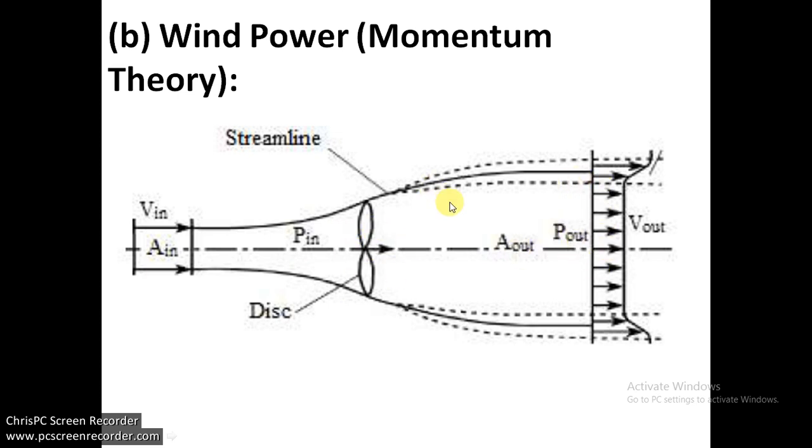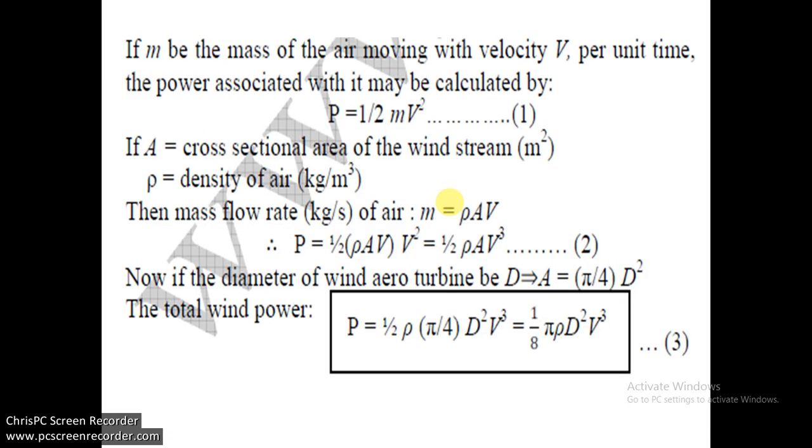I will discuss this in detail with the help of some expressions. Suppose m is the mass of air moving with velocity v per unit time. Then the power associated, as in school classes, is the kinetic energy, which can be written as 1/2 m v squared, where m is the mass and v is the velocity.